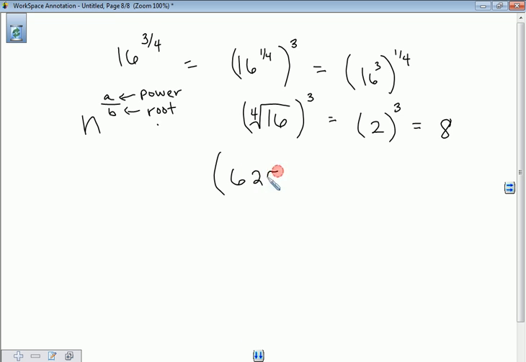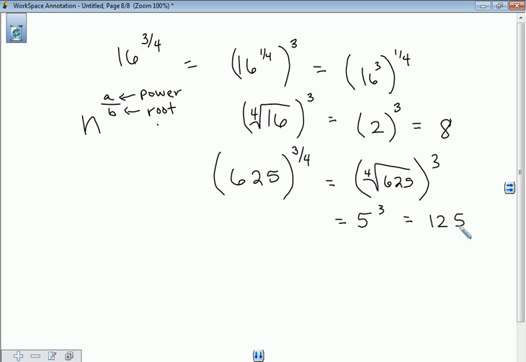Like if we did 625 to the 3/4, then you would go, this is the 4th root of 625 to the 3rd. So what number times itself 4 times is 625? 5 is. And 5 to the 3rd is 125. So we see how it's not always just half.